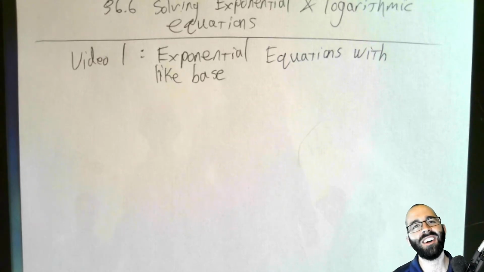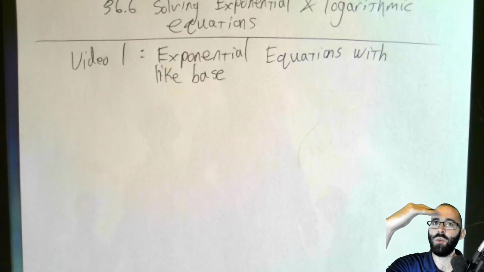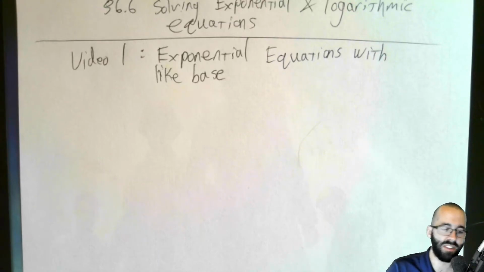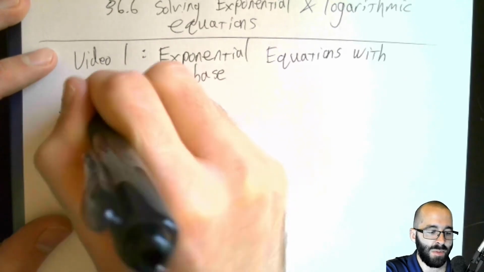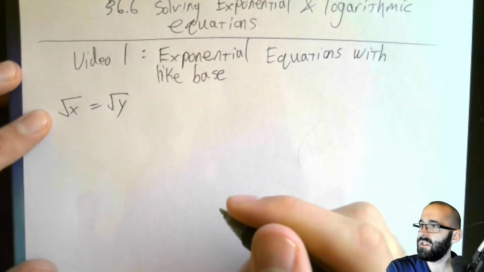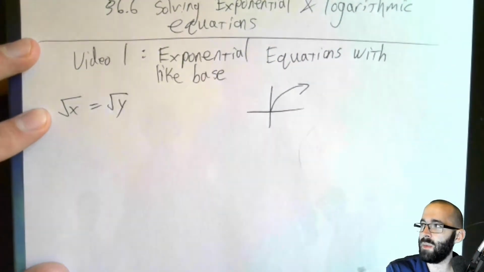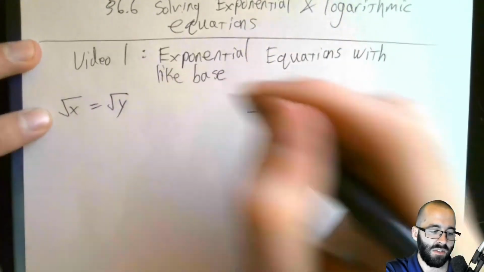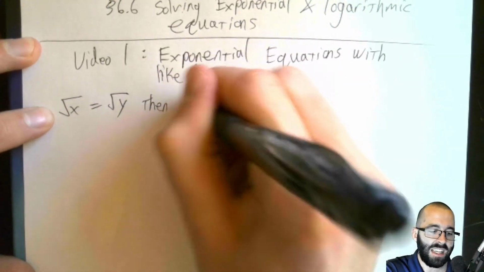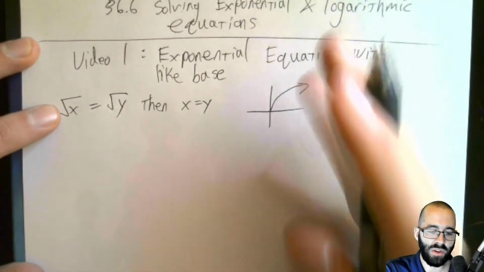Remember when we talked about one-to-one functions, we said a one-to-one function is one that passes the horizontal line test, right? There's a unique input for every output, as opposed to the other way around. So if functions are one-to-one, their insides have to be equal. The square root of x, remember what the square root of x looks like? It kind of has that shape. This is a one-to-one function, it passes the horizontal line test. So if this happens, then the insides have to be the same, because it's a one-to-one function.